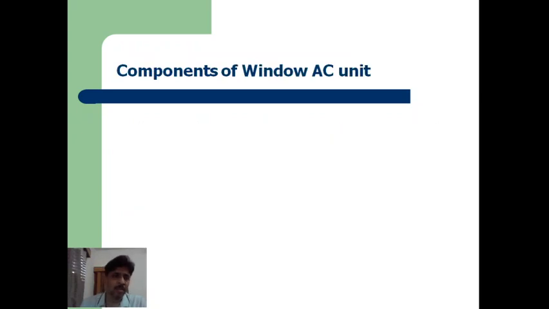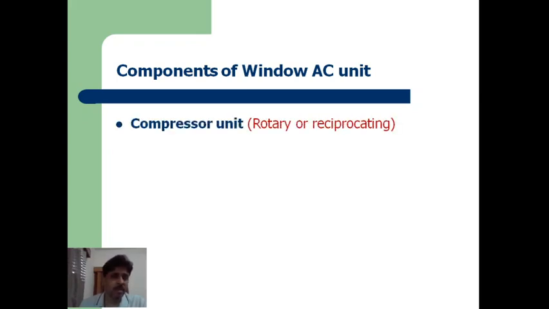So next one, since we are only focusing on the window air conditioning system, is the components of a window air conditioning unit. First, the very important thing is the compressor. Every window air conditioning system consists of a compressor unit. It may be rotary, centrifugal, or reciprocating. Old units may contain reciprocating units, but nowadays mostly the compressors are rotary compressors. They are more silent and more efficient.